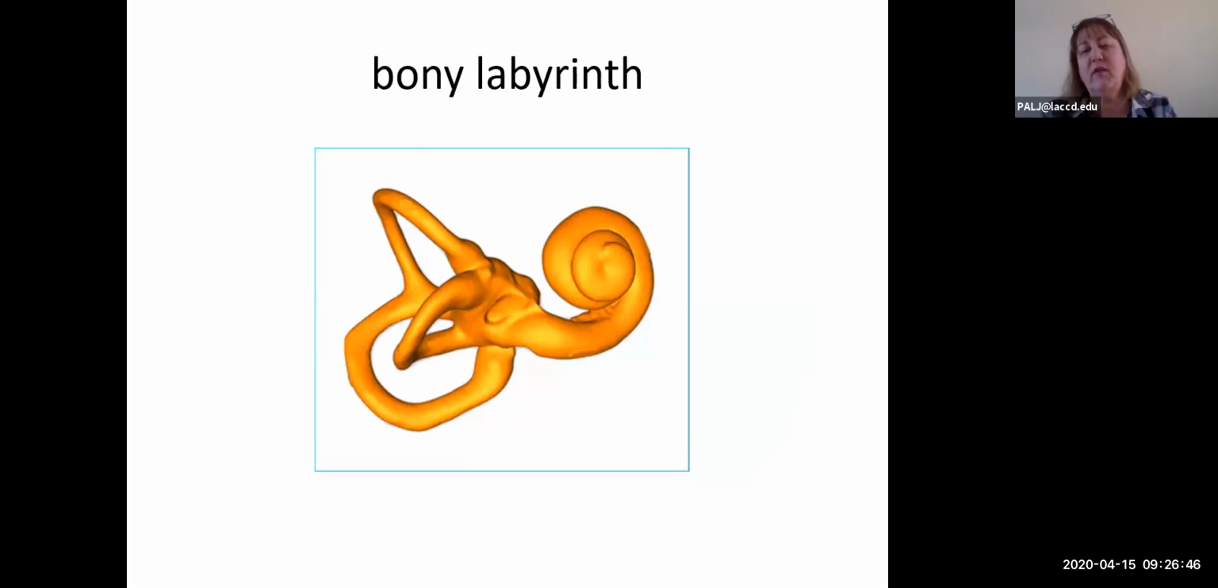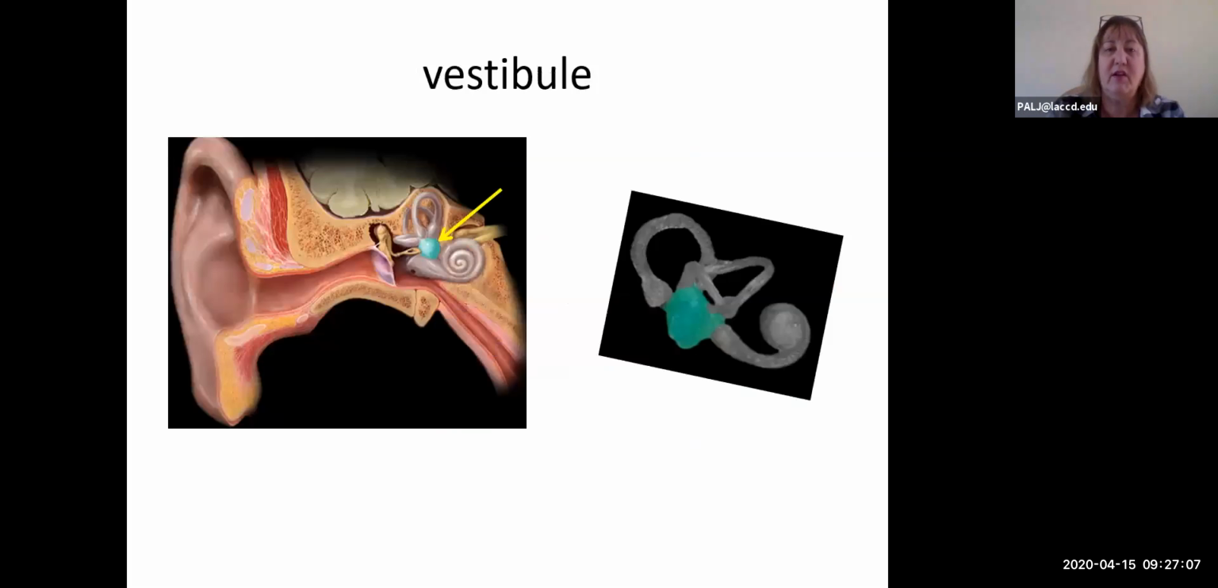So let's start first with the bony labyrinth. If we were to pour something into the mold, this is what it would look like, okay? And as you can see on the left side, it looks like we have three almost circles, and on the right side, it looks kind of like a snail shell. And then in the middle, you kind of have this blobby area. Okay. So there's actually three parts to the bony labyrinth. The center area is called the vestibule.